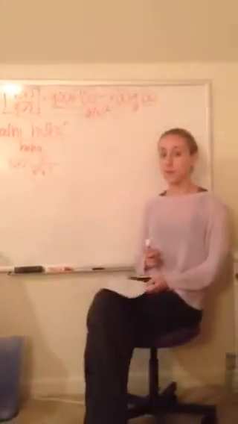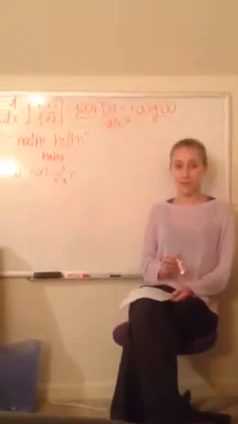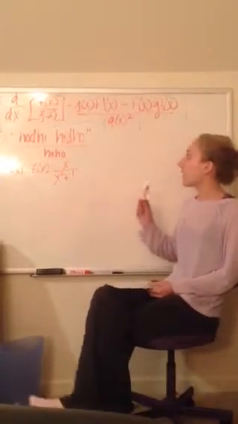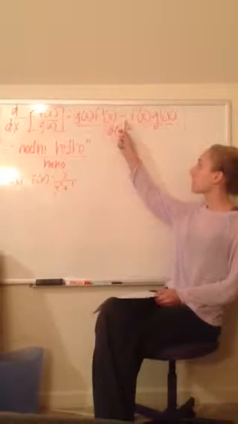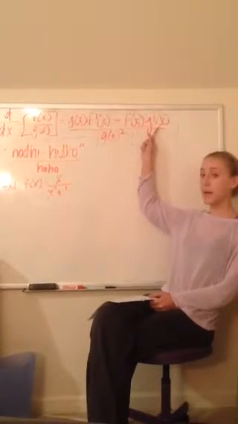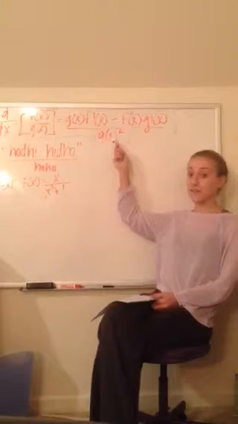Quotient rule. Today we're going to talk about the quotient rule. The quotient rule is used to find the derivative of two functions that you're dividing. The technical rule for this is g of x times f prime of x minus f of x times g prime of x divided by g of x squared.